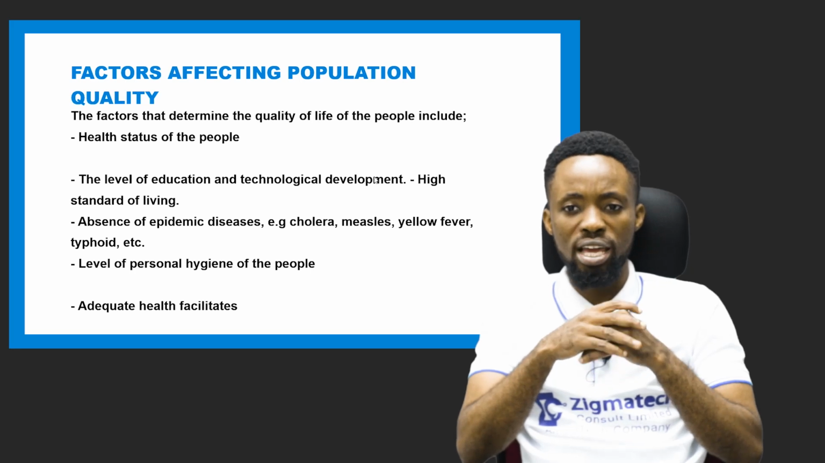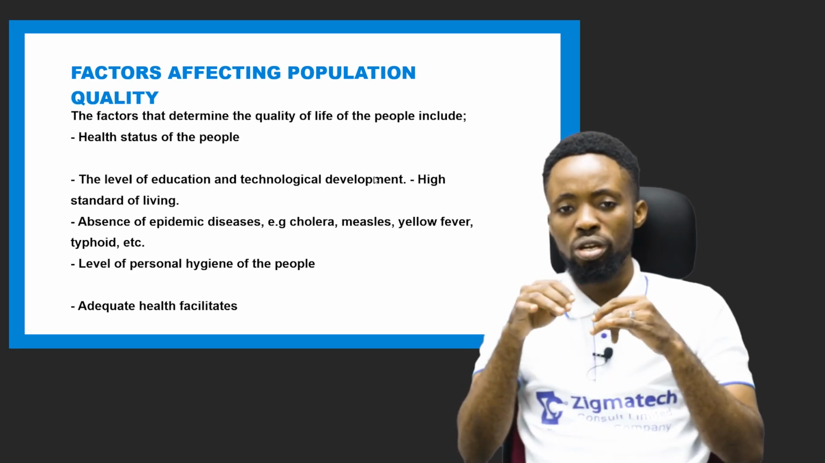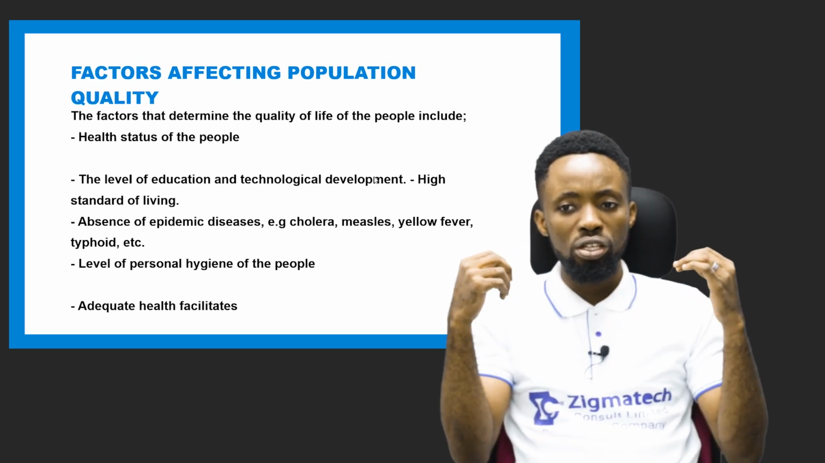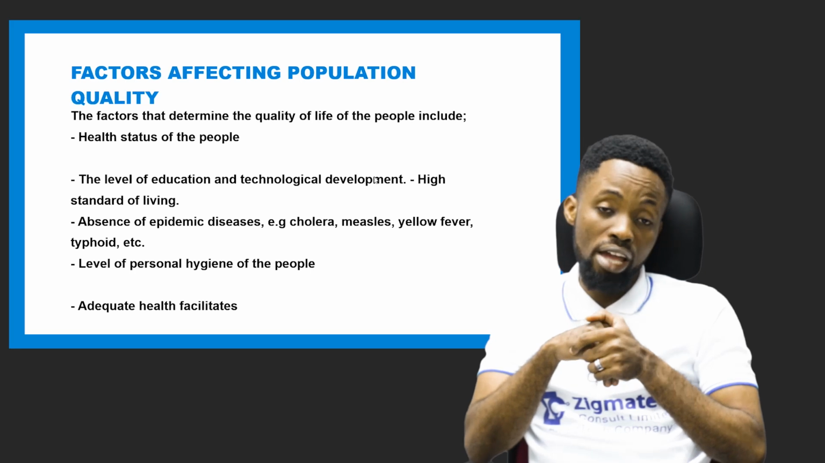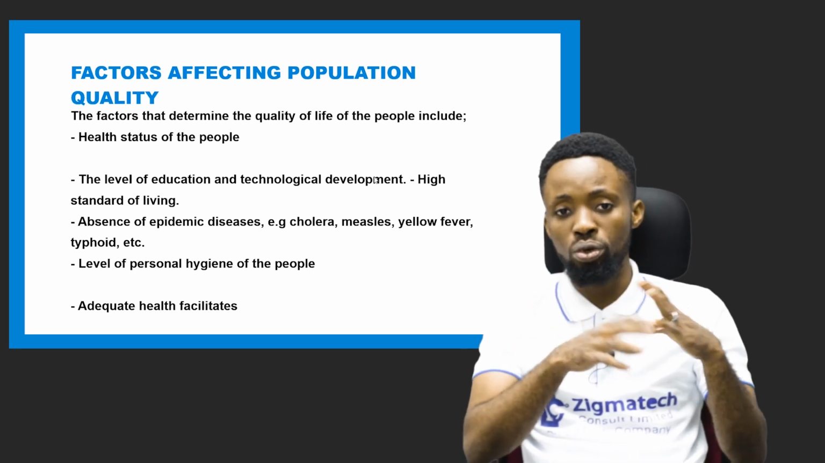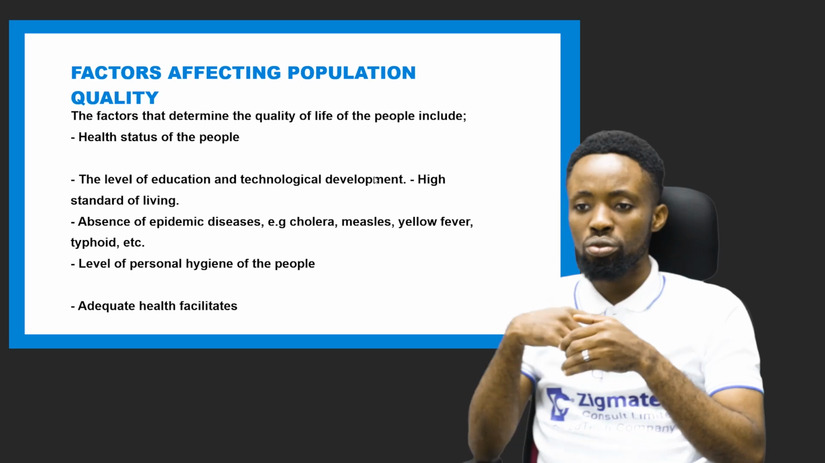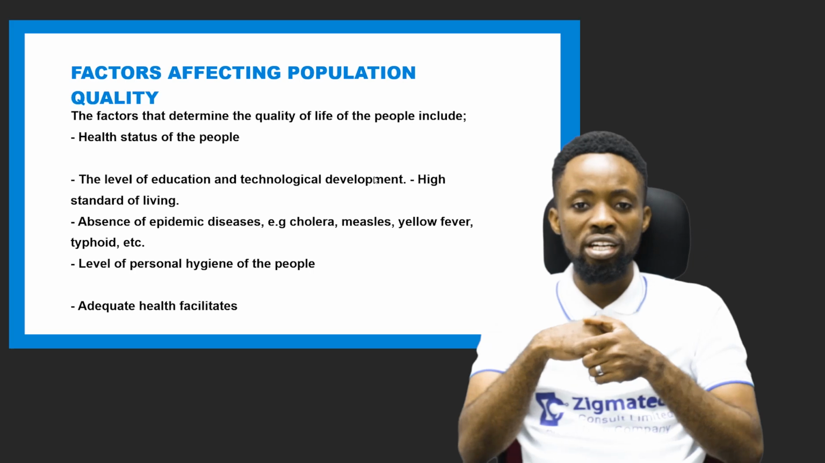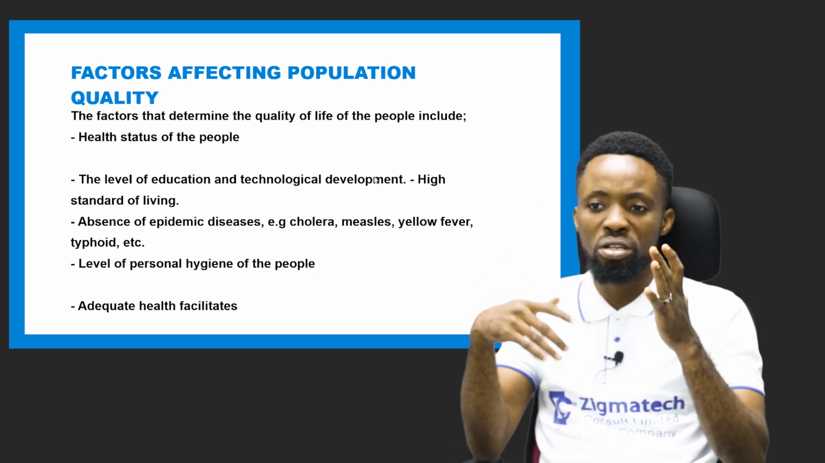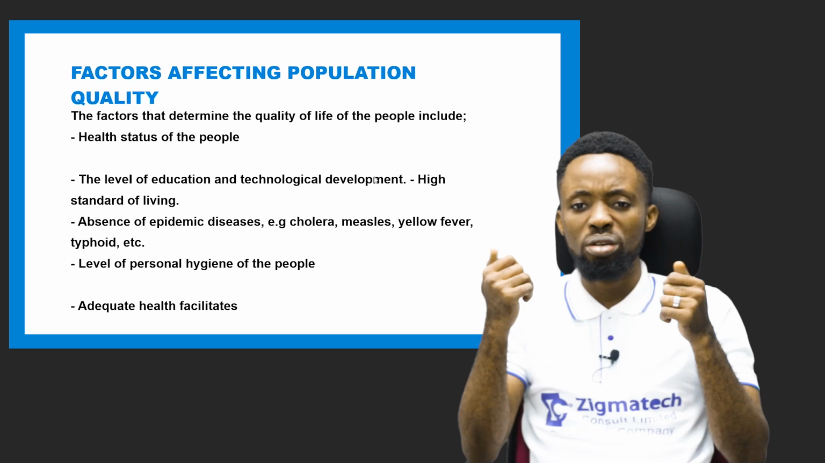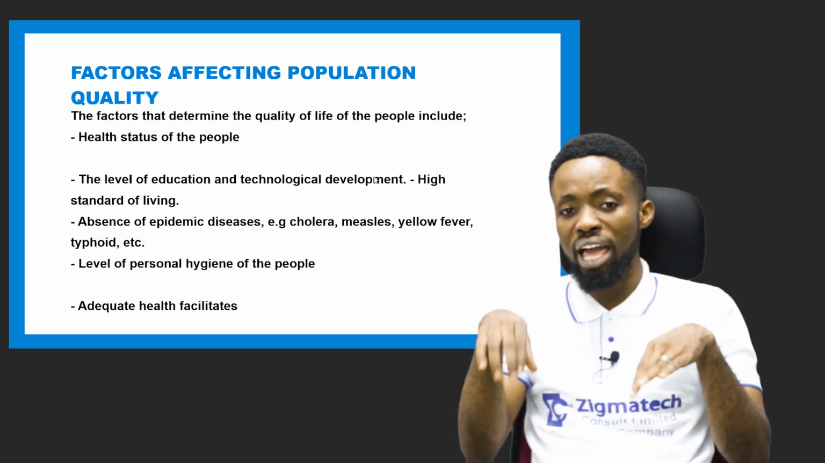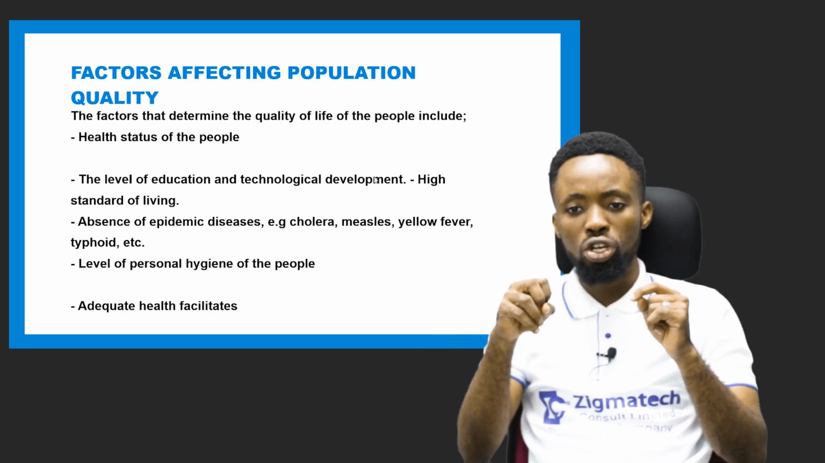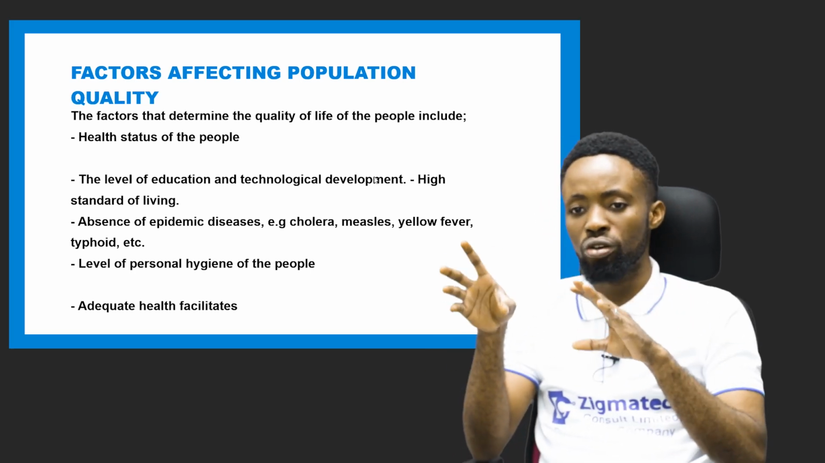Then we talk about things like absence of disease. A place that is not plagued with disease will have a high population quality or a very good population quality. If you go to a place where we have rampant cases of malaria, typhoid fever, cholera, measles, yellow fever, and the rest, you see that in such a particular place, the quality of life of the people living there will be very, very low. Then we also talk about the level of personal hygiene of the people.